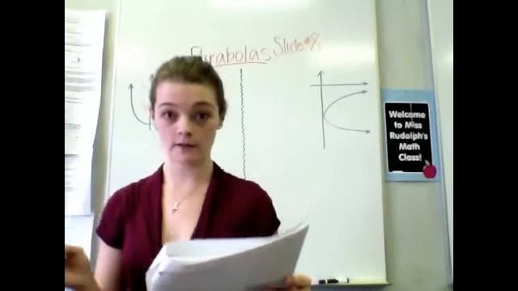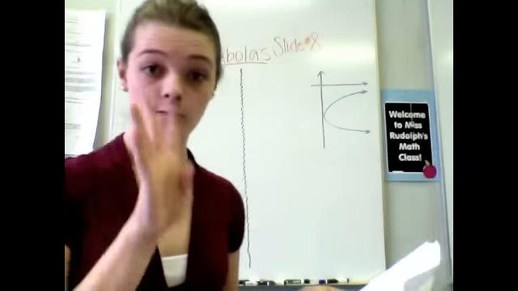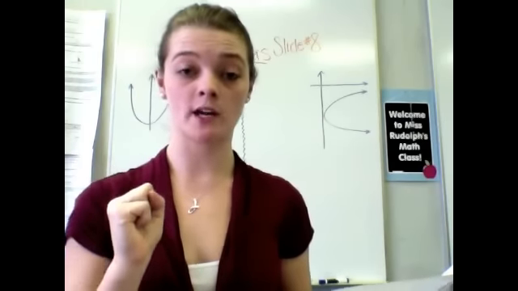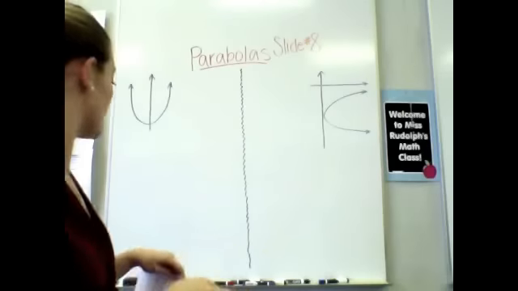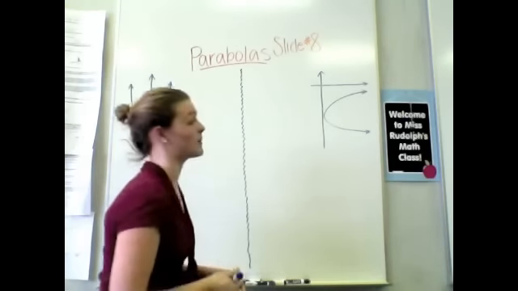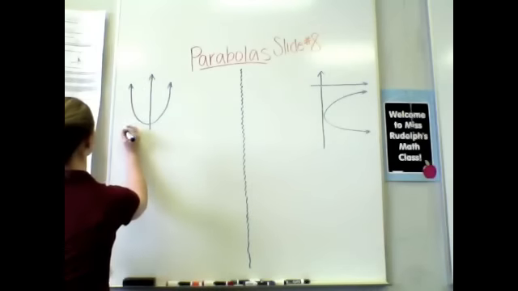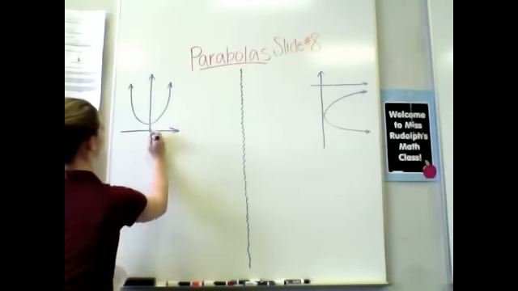Alright, this is Unit 5, conic sections. There are 4 types of conics. The first one that we'll be looking at are parabolas. We've seen parabolas in the last unit, Unit 4, when we were looking at quadratics, but we're now going to look at the different types that can appear with parabolas.